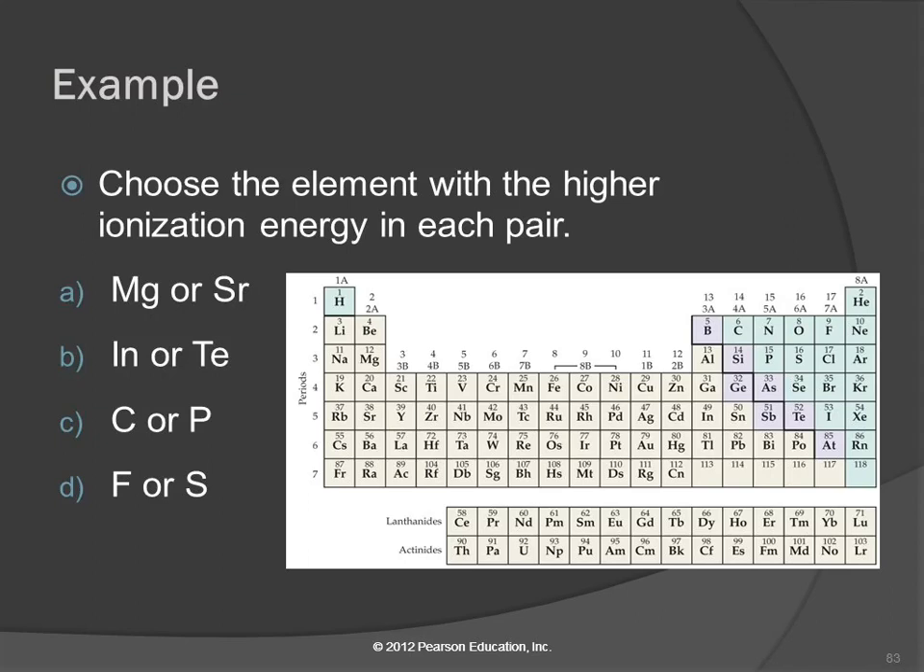So identify the element with the higher ionization energy. Magnesium or strontium? So here's magnesium and here's strontium. Which one is going to be harder to pull an electron off of?